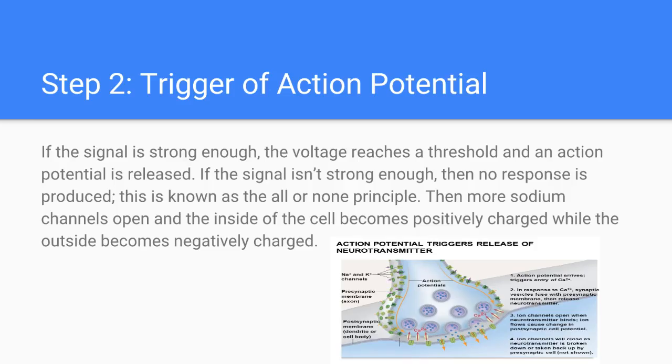Step 2. Trigger of the action potential. If the signal is strong enough, the voltage reaches a threshold and an action potential is released. If the signal isn't strong enough, then no response is produced. This is known as the all or none principle. Then more sodium channels open and the inside of the cell becomes positively charged while the outside becomes negatively charged.